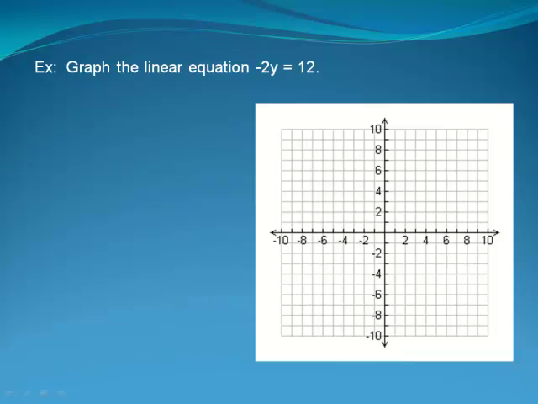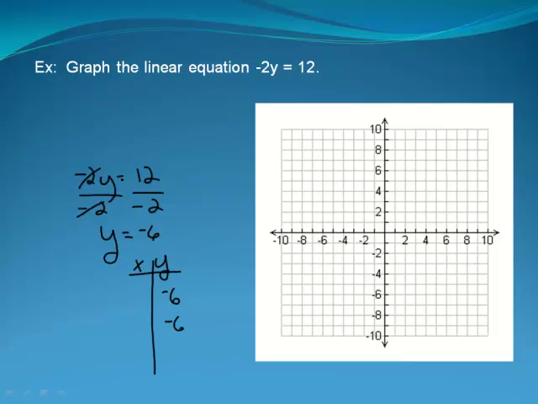All right, let's look at this one. Negative 2y is equal to 12. You must isolate the y first, so divide both sides by negative 2. And you've got y equals 12 divided by negative 2 is negative 6. So if y is equal to negative 6, that means your y coordinate has to be negative 6. X can be anything you want, so I'll just pick 0, 1, and 2 again.